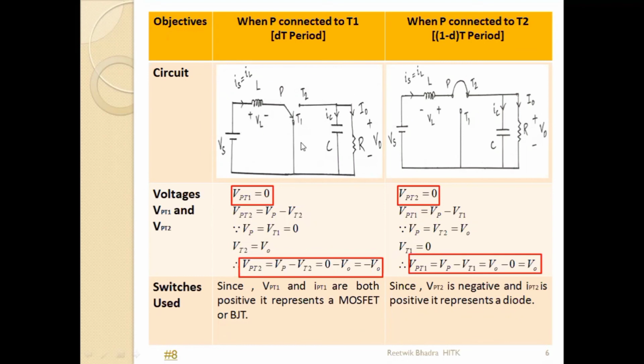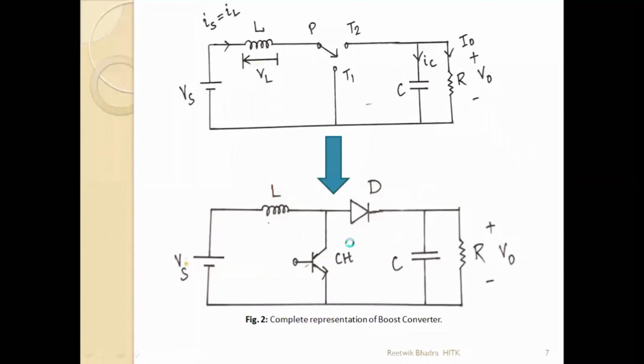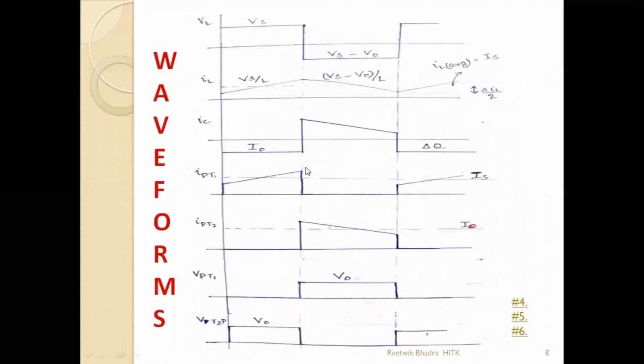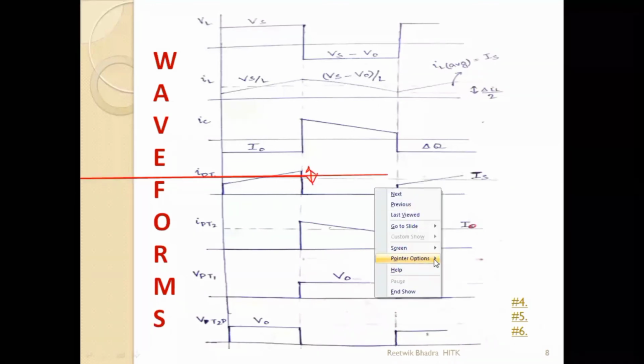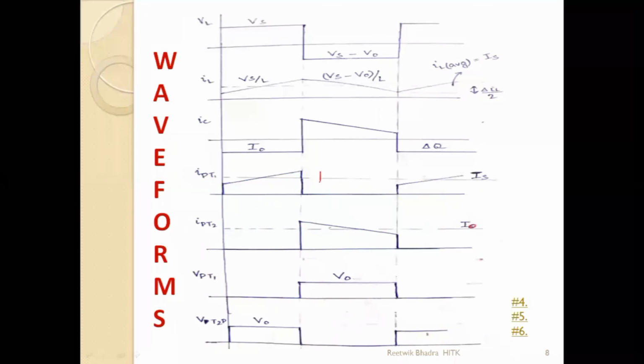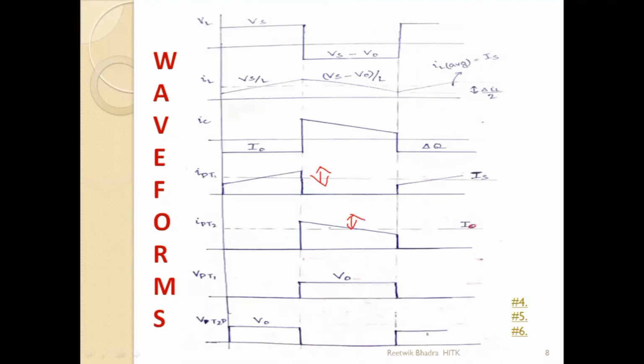I told you, there is IS only. What is the average current flowing through this? Is I0. So this average current IS plus this small gap. What is this small gap? Del IL by 2. So IS plus del IL by 2. And what is the small gap over here? Del IL by 2. So I0 plus del IL by 2. So for MOSFET it is IS plus del IL by 2. For PT2 it is I0 plus del IL by 2.